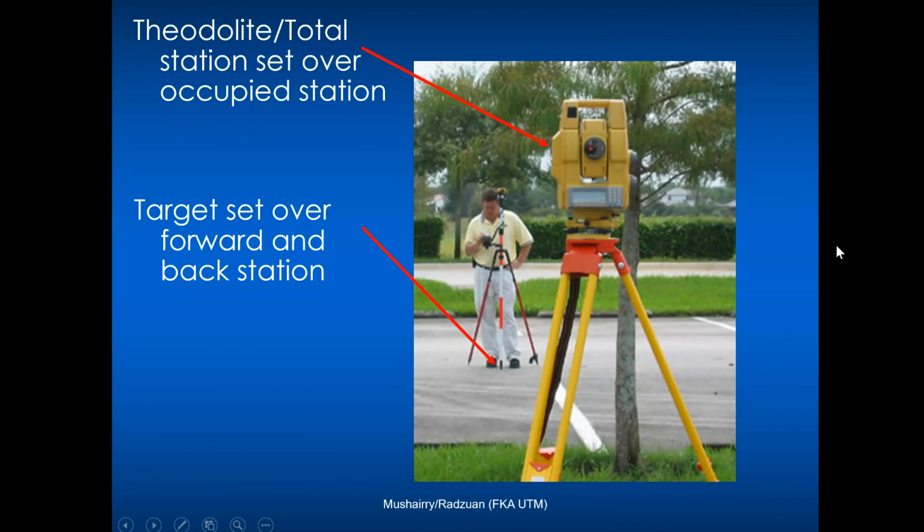Okay, that's another setup, just to show that the prism might not be on a tripod as I showed earlier. It could be on a simple holder like that. Okay, but again, you still need a back station and a forward station.